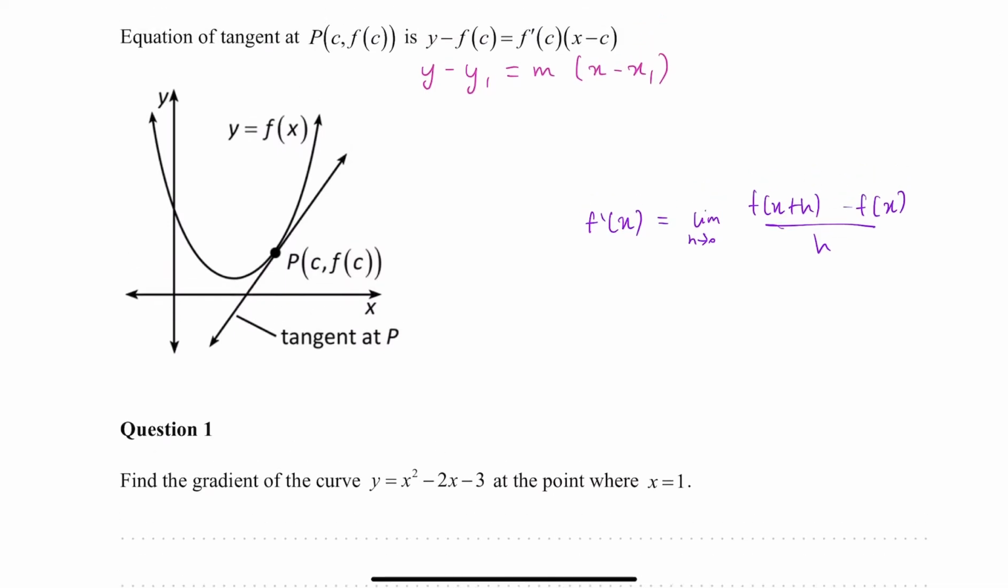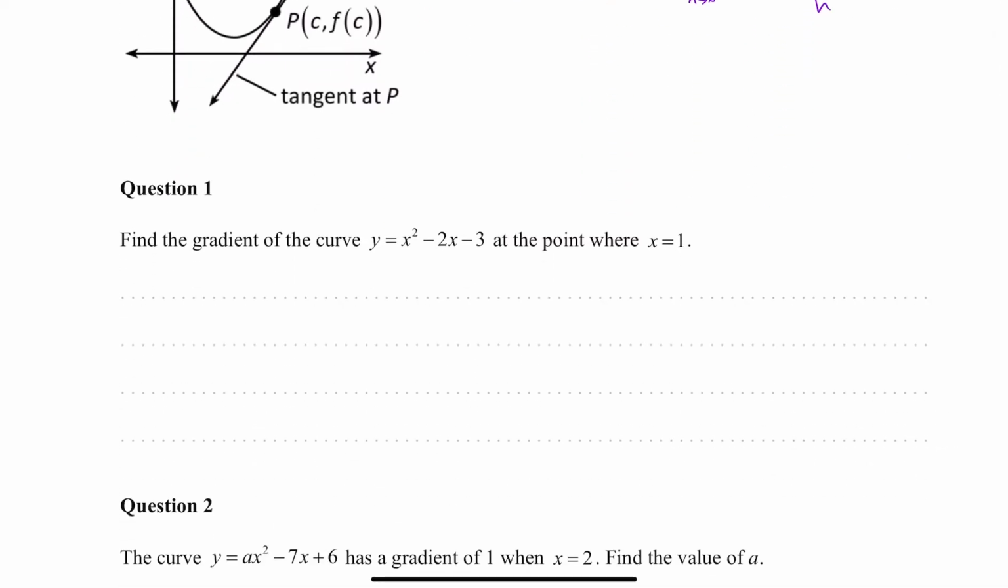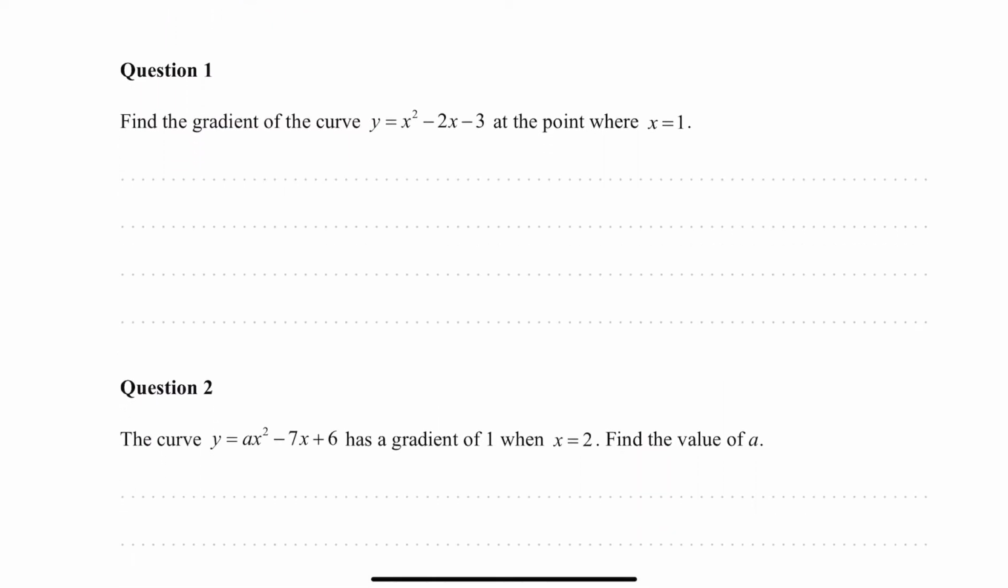Okay, and we're going to actually try to do a question. So let's try question 1 here. It says, find the gradient of the curve of this parabola at the point where x equals 1. Okay, so I'm just going to draw, you don't have to draw a graph, but I'm just going to draw a quick one just to illustrate what's happening. And this is some parabola, right? And the question is asking for the gradient of the curve at the point where x equals 1. So let's say x equals 1 somewhere here. And at this point, if we were to draw a tangent, we want to know what is the gradient of that tangent.